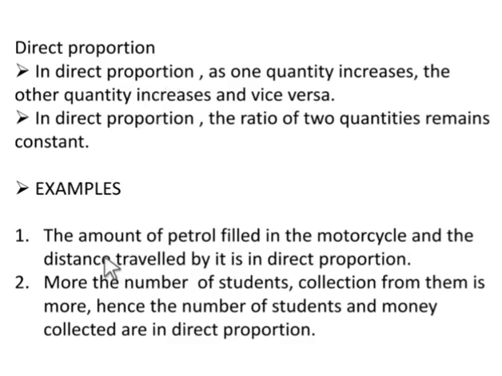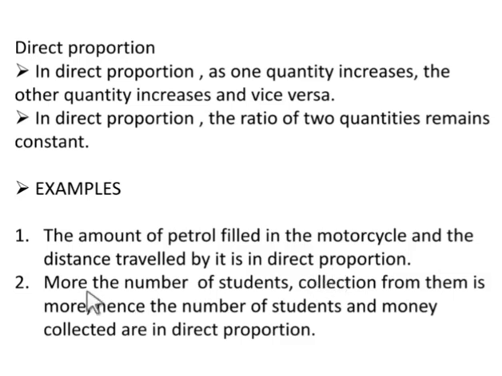Now let us see the examples. Some more examples I have written here. The amount of petrol filled in the motorcycle and the distance travelled by it are in direct proportion. That is, the more petrol you fill in the motorcycle, the more distance you can travel. If you fill less petrol in your motorcycle, you can travel less distance. Hence, the amount of petrol filled in the motorcycle and the distance travelled by it are in direct proportion.